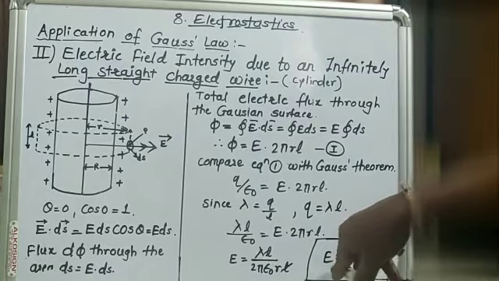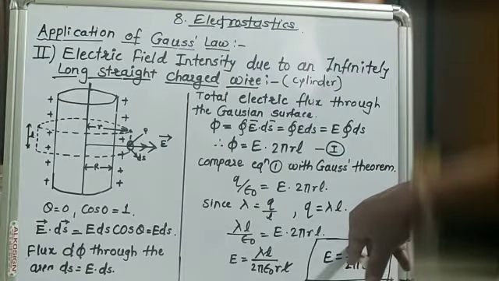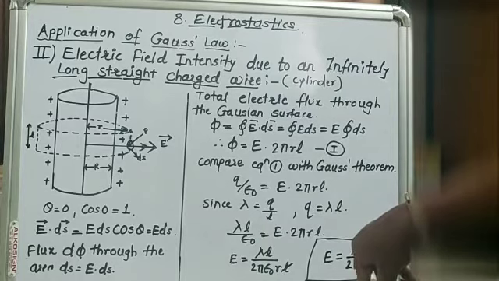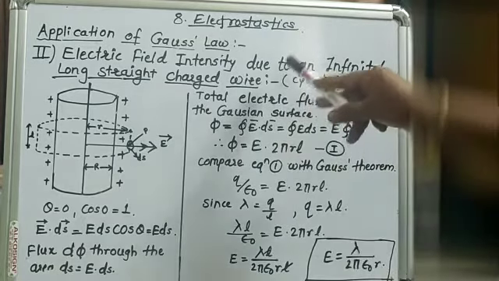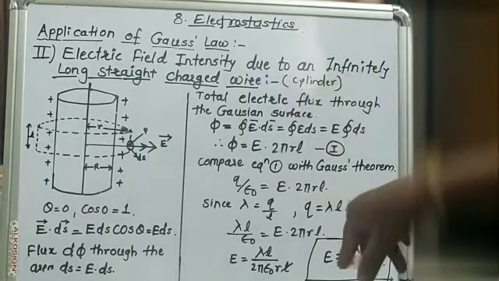So E is equal to lambda upon 2 pi epsilon 0 r, where lambda is the linear charge density, E is the electric field intensity, epsilon 0 is the permittivity of free space, and r is the distance. This value of E gives the electric field intensity due to an infinitely long straight charged wire.